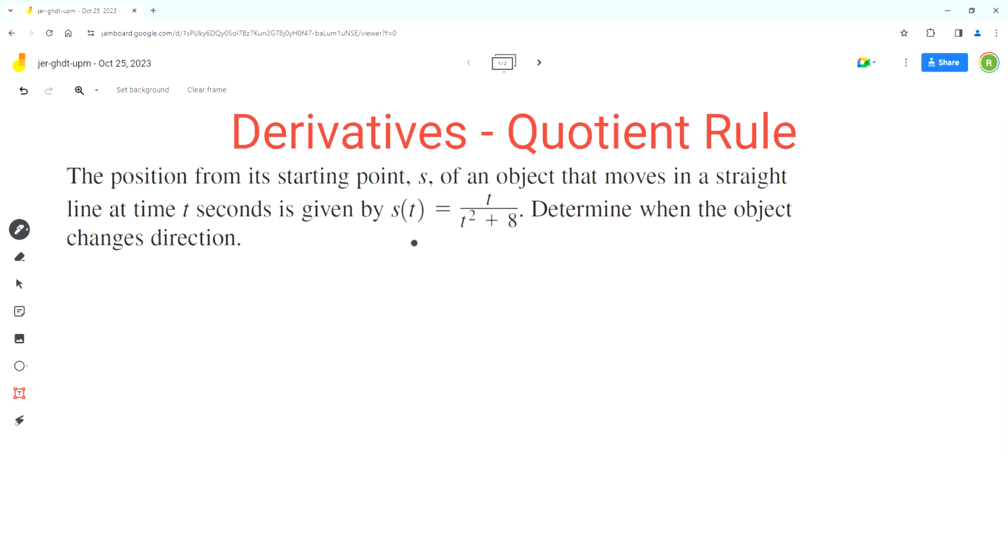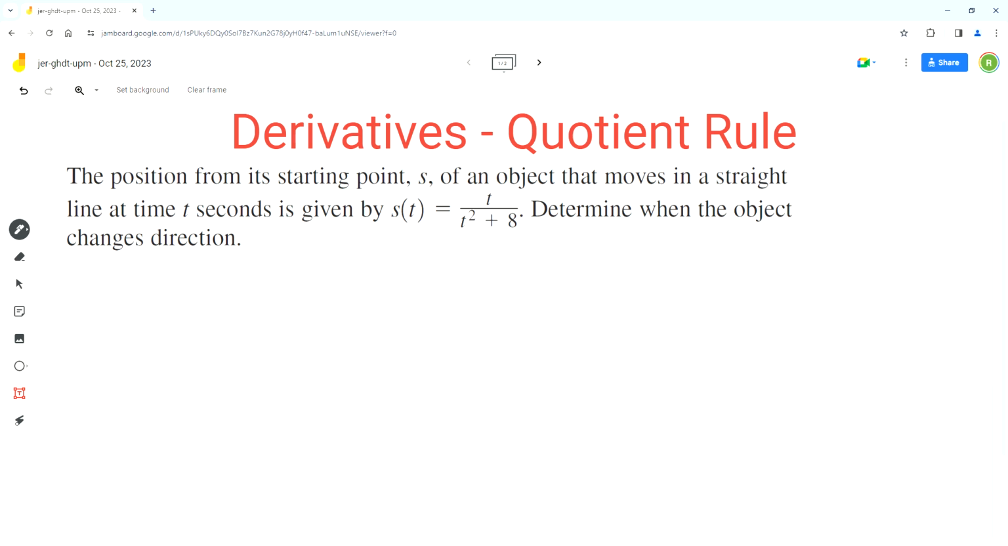Now we are given the position function of the object. So the first step is to find the velocity function for this object, and we know the velocity function is the derivative of the position function. This position function is a rational function, so we'll use the quotient rule to find its derivative. So that's our first step.